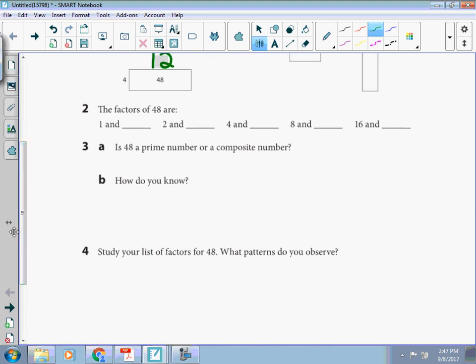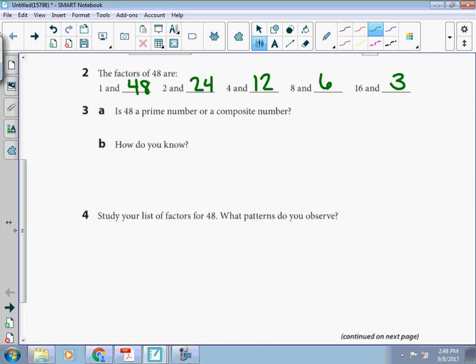And then we're just filling in the factors as factor pairs. So we've been practicing in class the different ways to write them as arrays, as factor pairs, and as factor rainbows. So these are just the pairs, 1 and 48, 2 and 24, 4 and 12, 8 and 6, and 16 and 3. Just showing two different ways to write the factors. Number 3 then asks if 48 is a prime number or a composite number.